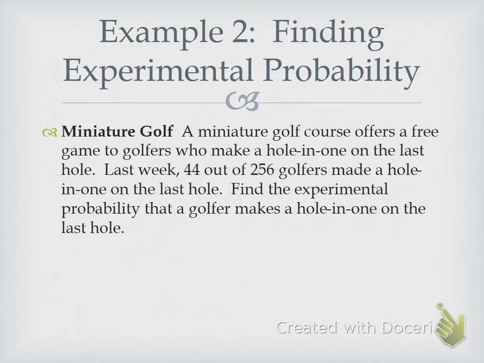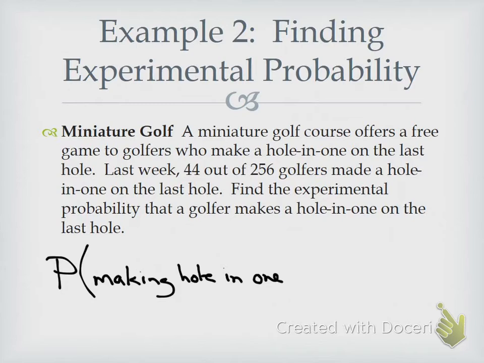Okay? So what probability am I going for? What am I looking for? Probability of what? Making a hole-in-one. So it's still successes or favorable over possible. Okay, so go ahead and write that ratio. What's my ratio? 44 over 256. You'll want to reduce it. What does it reduce to?